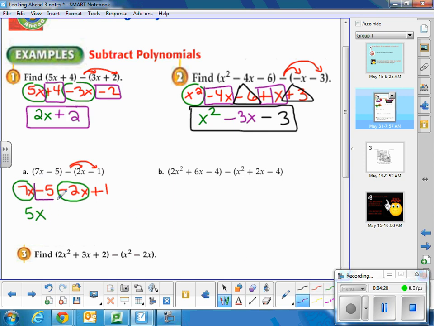And then negative 5 plus a positive 1. Negative 5 plus 1 is negative 4. So your final answer is 5x minus 4.